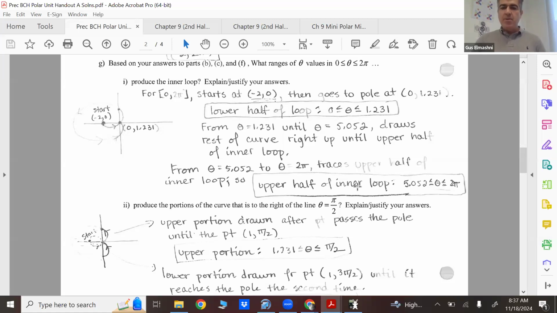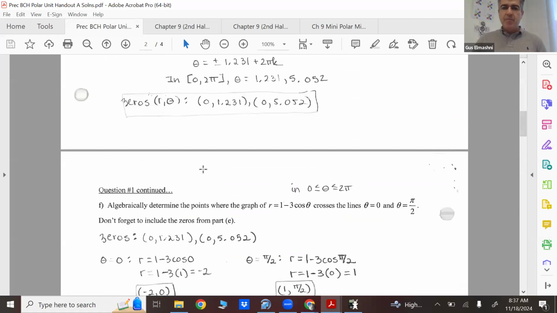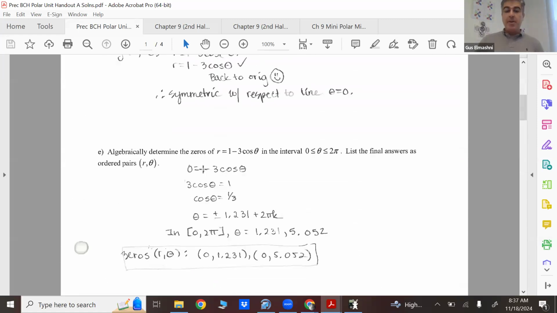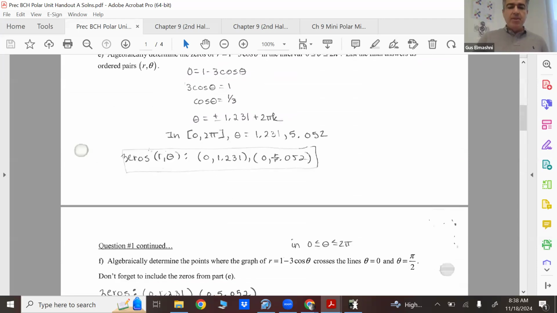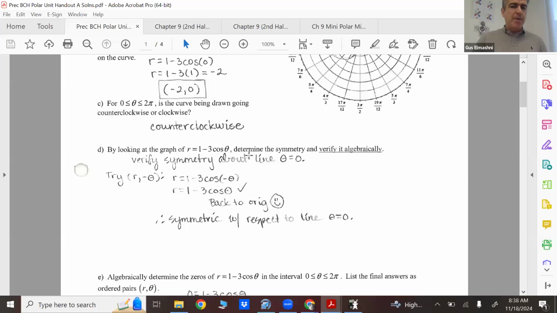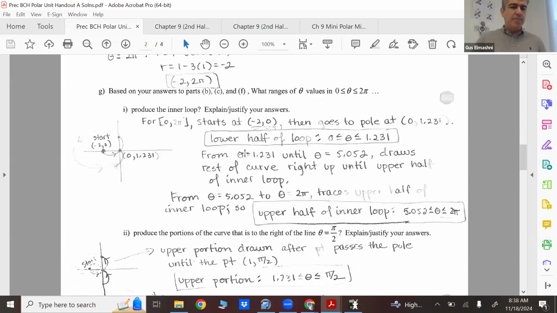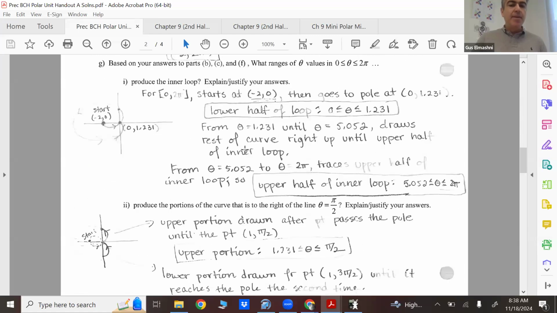So why is it from 0 to 1.231? I don't want you playing around with it. It really ties back to what we did in part E, because when you come back to the loop, you're going back to the pole, right? And the pole is when r equals 0. So it's really more about understanding how it's being graphed. I think that's what you have to consider when you're doing part G, part 1.